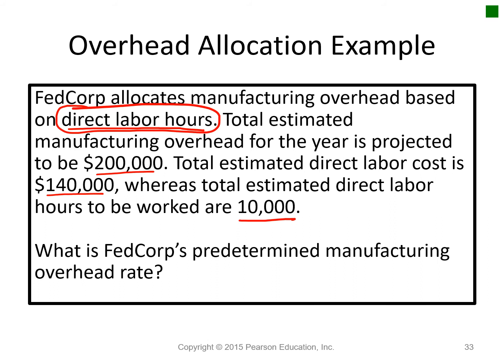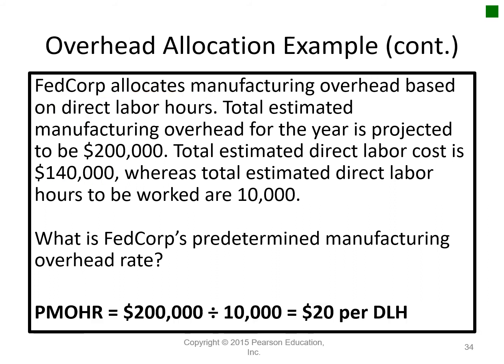So you take the 200,000, divide by the 10,000 to get the predetermined overhead rate. So here's your rate. Again, at the bottom, 200,000 divided by the 10,000. So your overhead rate is $20 per direct labor hour. So you might ask, well, why did they give you 140,000? Well, you're going to need that to get the product cost. But again, for the rate, you got to be careful. Sometimes you mess up. For the rate, it's based on the hours, not the cost.